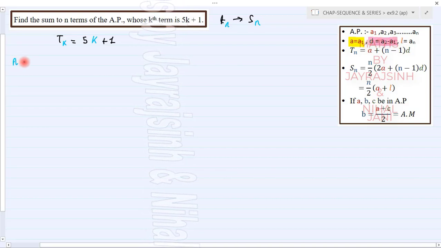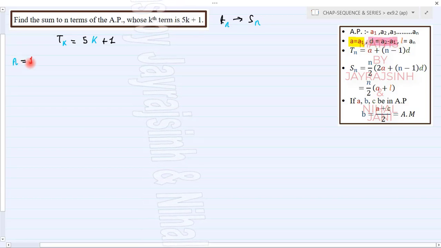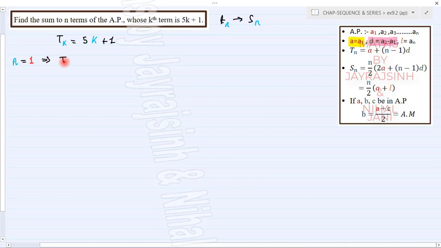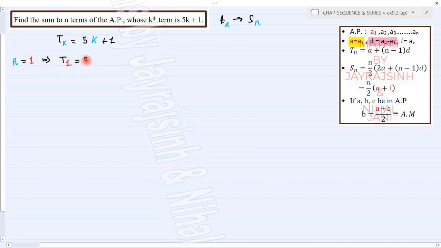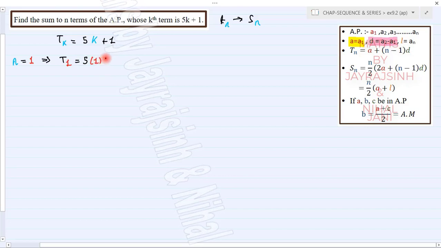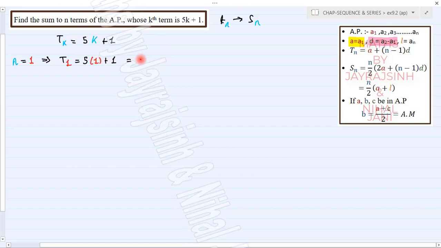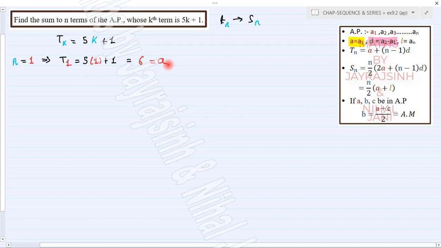So, let's obtain the first term by taking n is equal to 1. So, you will get t1 is equal to 5 times 1 plus 1, or we can say 6 will be your first term.